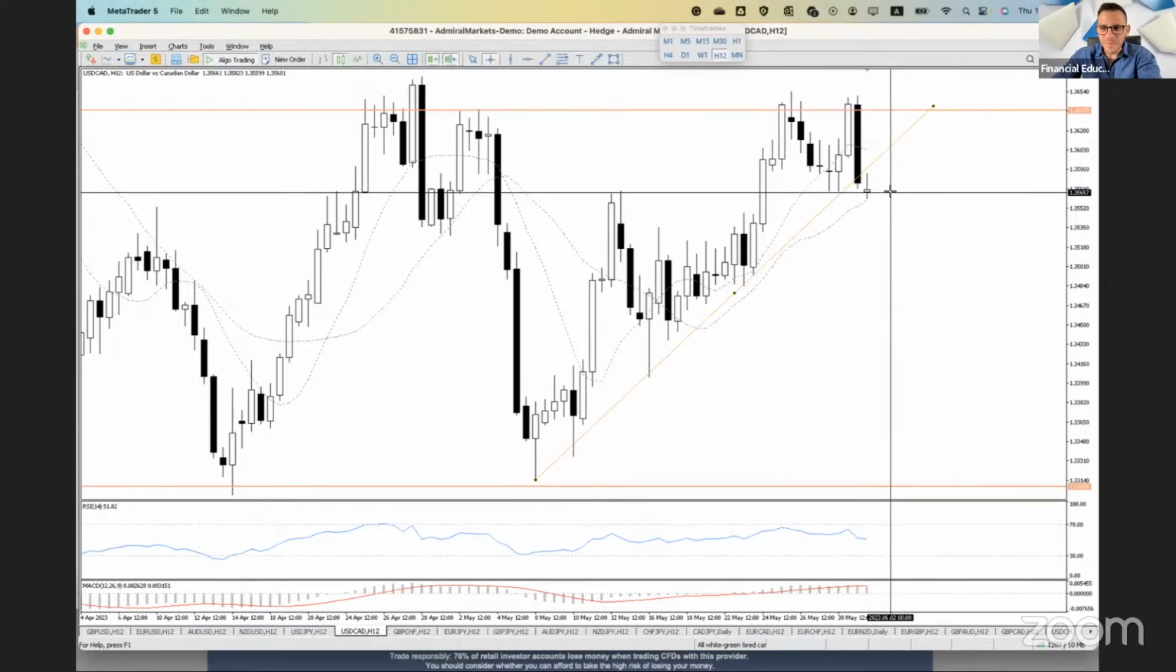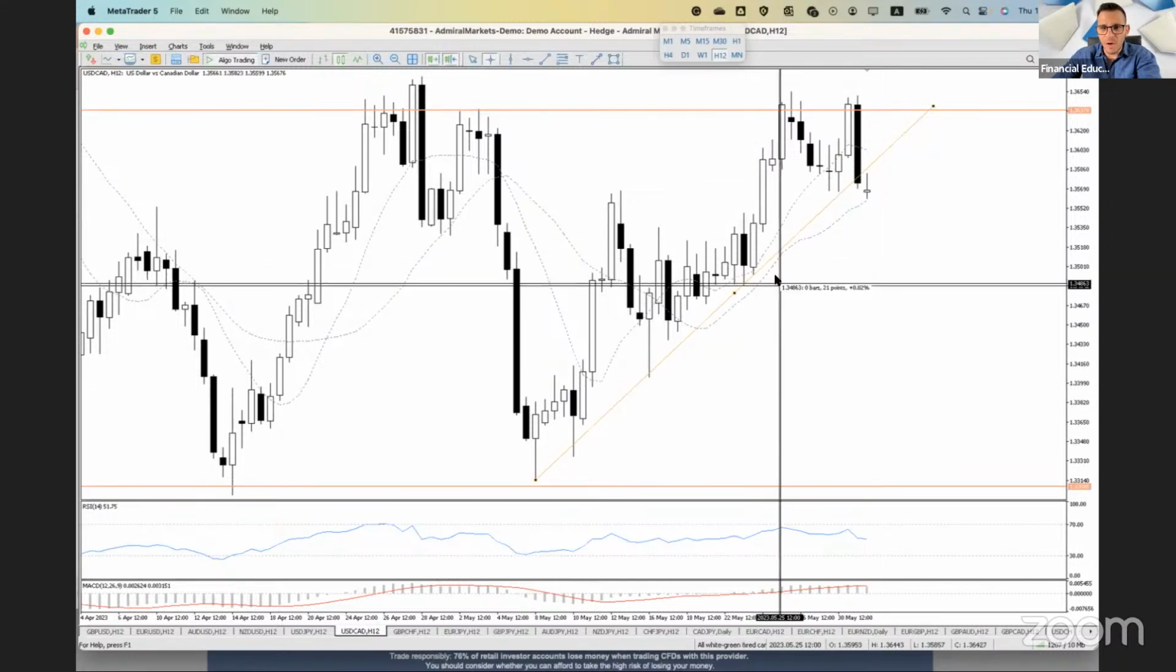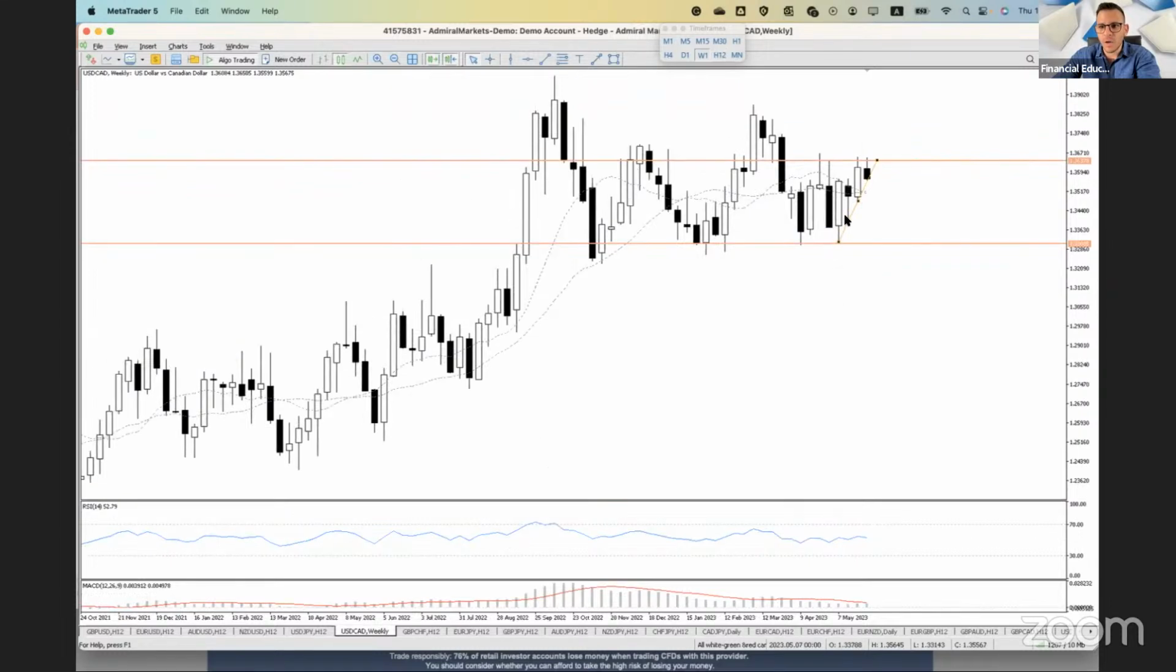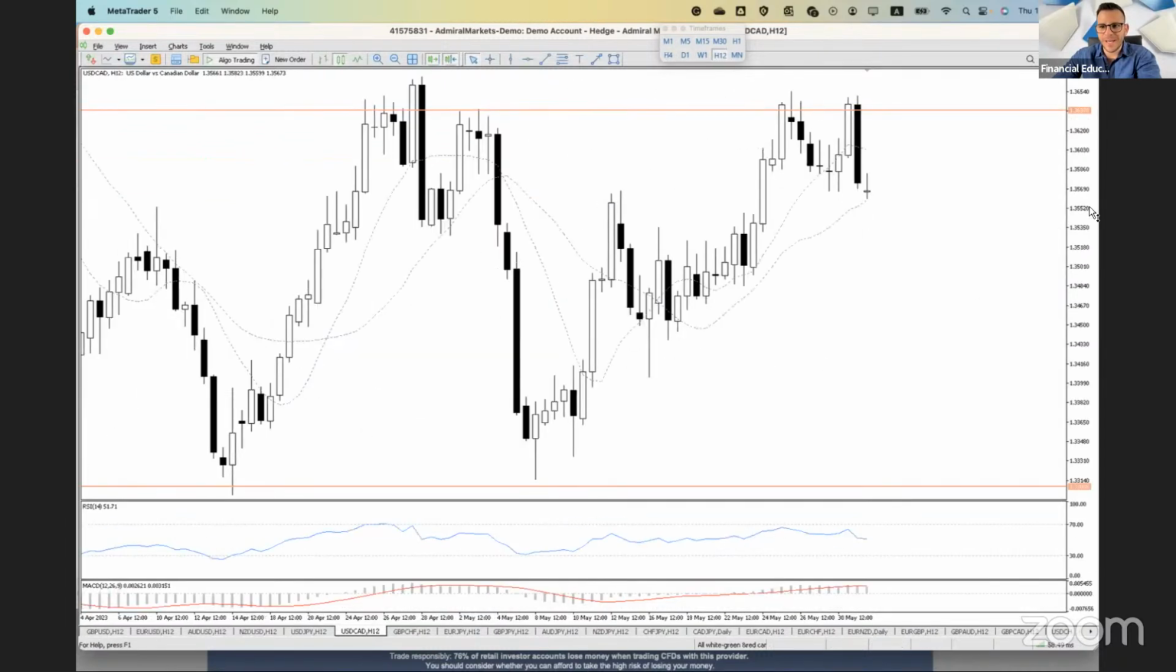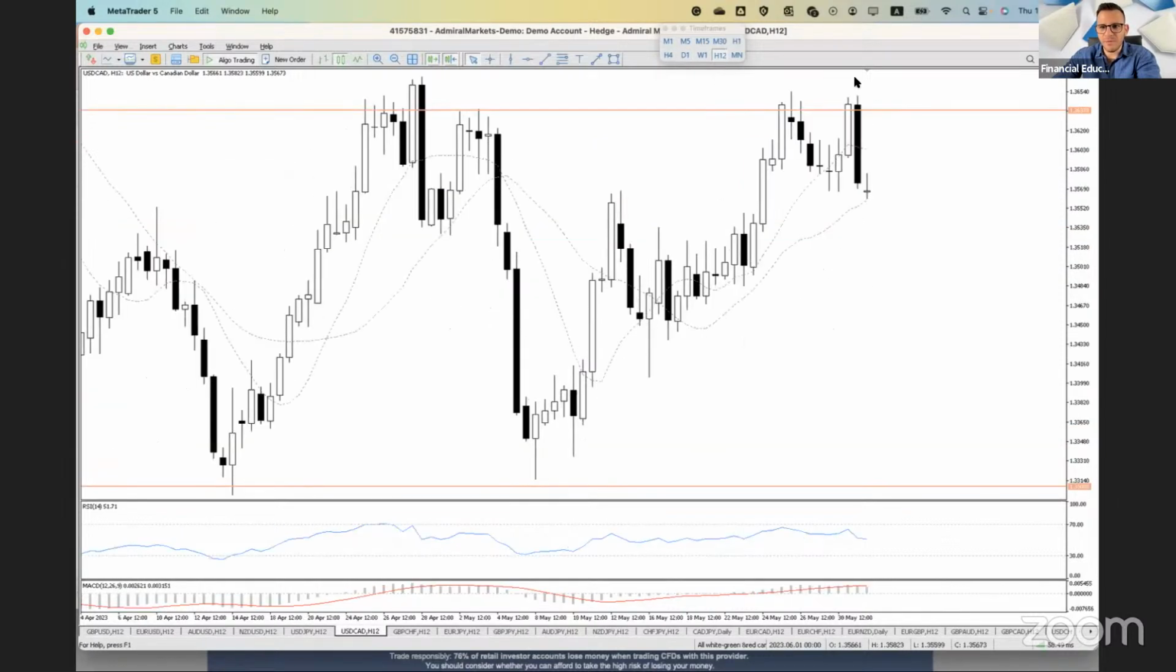So, if we're going to see continuation, the next area of support, I will find it on the weekly. We are at this range here. So the next area of support can be the middle, but ideally it's going to be the bottom of this area. So we can say that on the daily chart. And on the 12-hour time frame, we have more ranging trading.